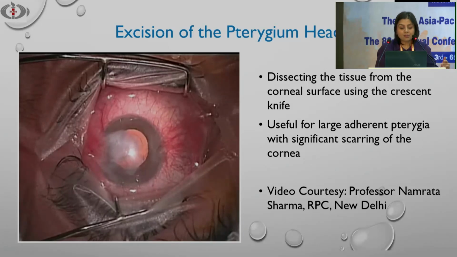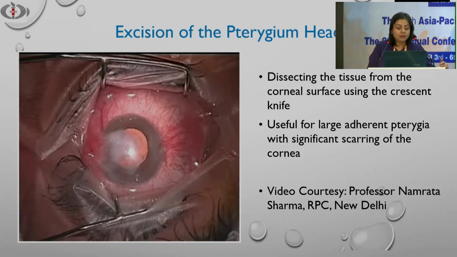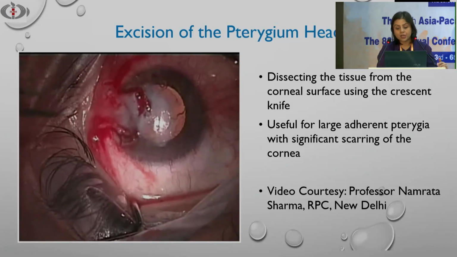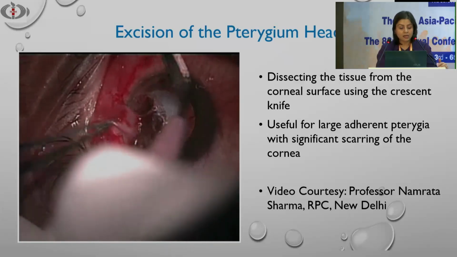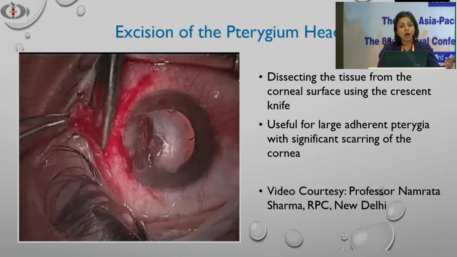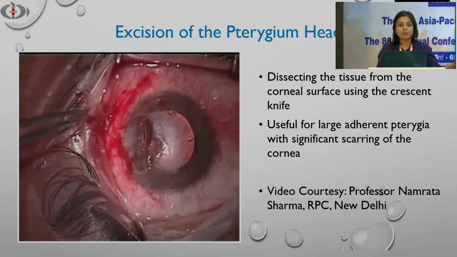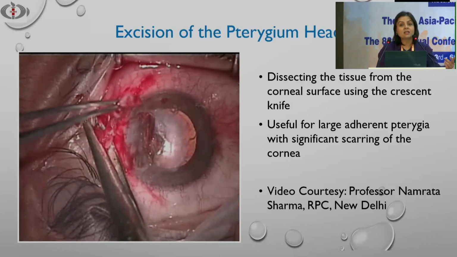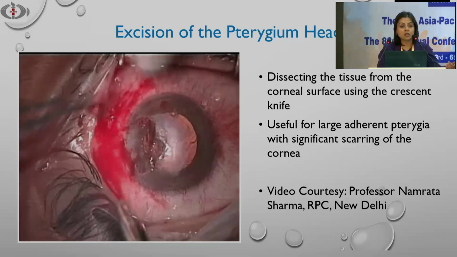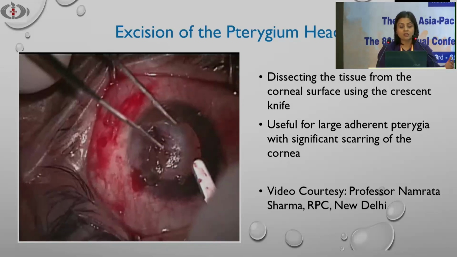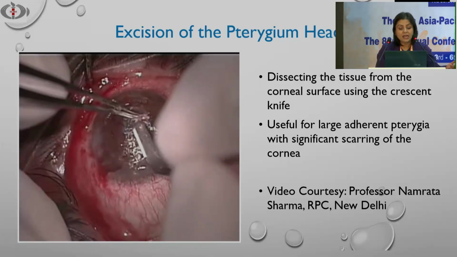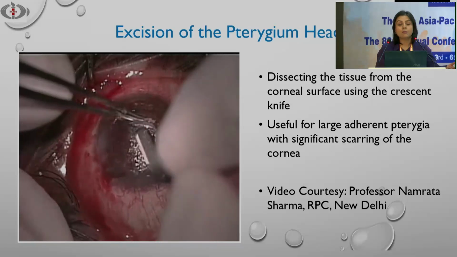So sometimes, rarely, we might come across cases like these where we have large adherent pterygia with underlying corneal scarring, and if we see a patient like this, we must ask certain questions. A history of prior trauma or chemical injury, or if the patient has undergone prior pterygium surgery, or history of microbial keratitis. So these pterygiums can behave very, very differently.